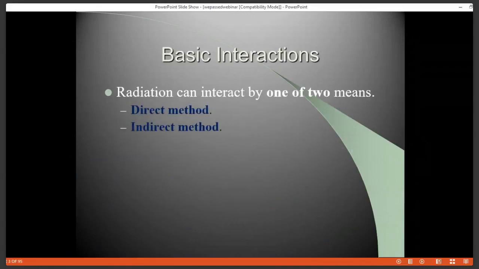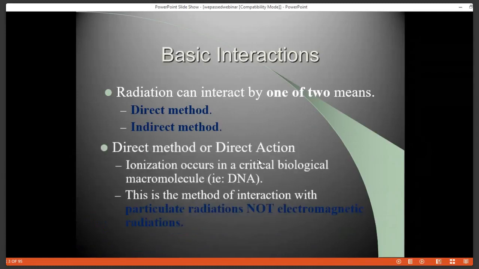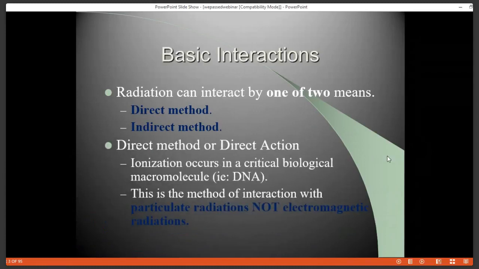So, basic interactions here. Radiation generally interacts by one of 2 means, through some type of direct action, or more likely in our case through the indirect method, which we'll talk quite a bit about. Direct action tends to be an ionization event that happens in one of the critical macromolecules, essentially the DNA and also the plasma membrane. This is generally the interaction seen with particulate radiation, such as protons, neutrons, alpha particles, and not so much with electromagnetic radiations.